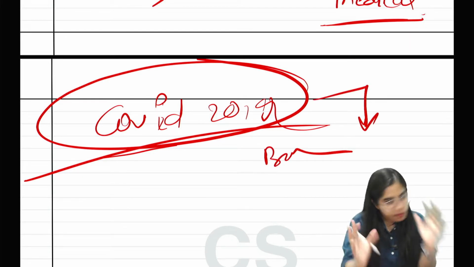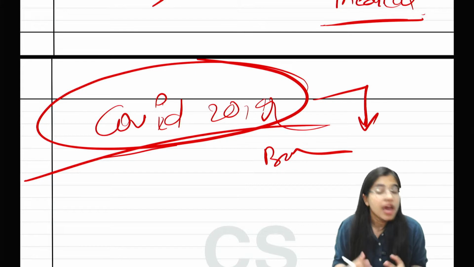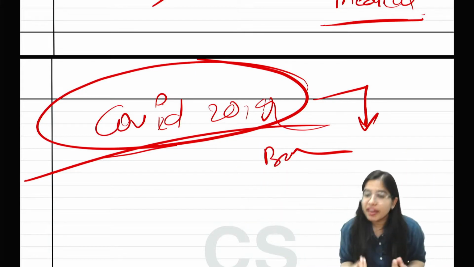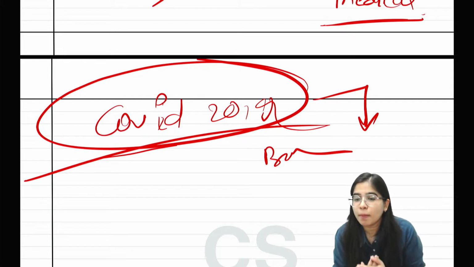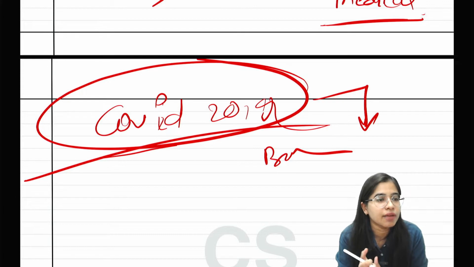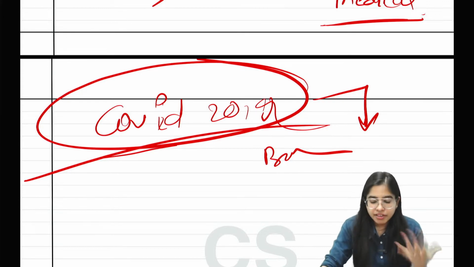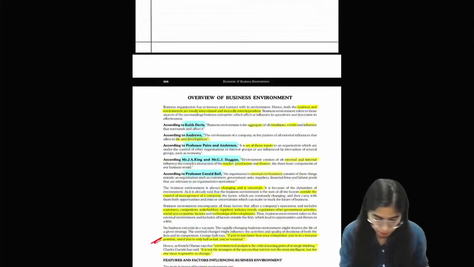So what is business? Whatever activity you do, trade, business, profession for earning profit, that is your business. And anything that is related to your business, anything that affects your business, is your business environment. Are we clear with this? Yes. Are we clear with the basic concept of business environment? What do you mean by business environment?